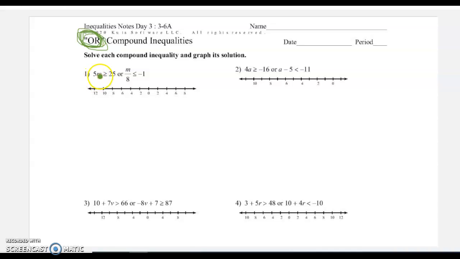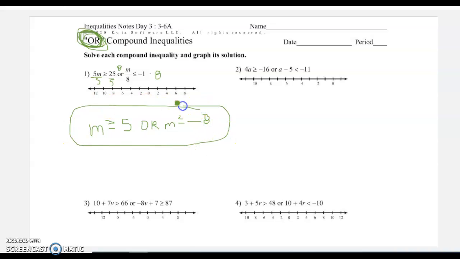So here we have like 5m is greater than or equal to 25. We know we'd solve that by dividing by 5. So we get m is greater than or equal to 5, or, so you can either be a number greater than or equal to 5, or if I solve this other one, m divided by 8, I know I'd multiply both sides by 8. So I get m is less than or equal to negative 8. So you could be at any one of those places to make this work. So you would just graph both of those on the same number line.